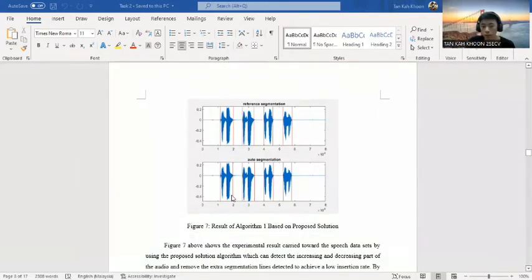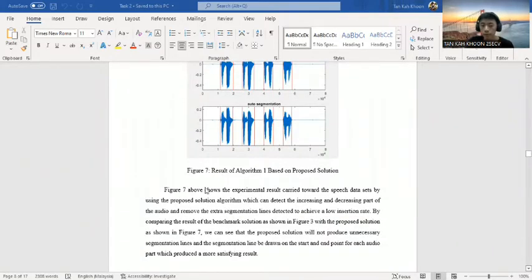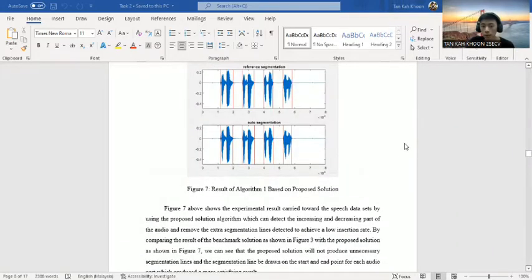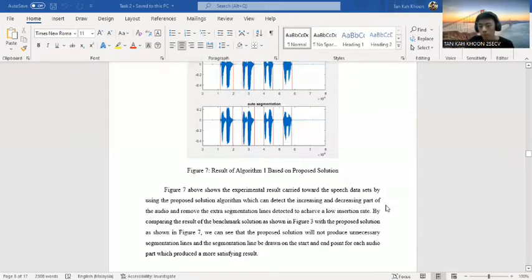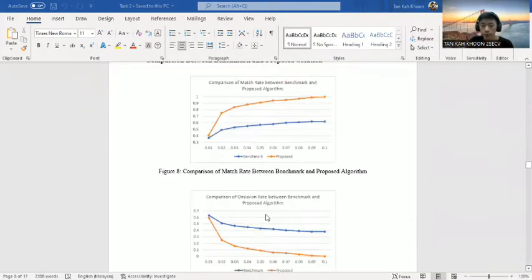And this will be the result of algorithm one based on the proposed solution. From this figure, we can see that the experimental result on the speech dataset based on the proposed solution will detect the increasing and decreasing part of the audio and remove the extra segmentation lines detected to achieve a low insertion rate. By comparing the result of the benchmark solution shown in figure 3 and this proposed solution in figure 7, we can see that the proposed solution will not produce unnecessary segmentation lines, and the segmentation line will be drawn at the start and endpoint of each audio part and produce a more satisfying result.